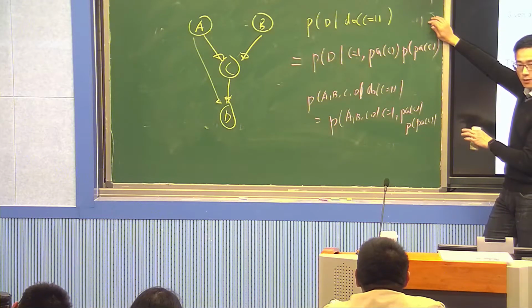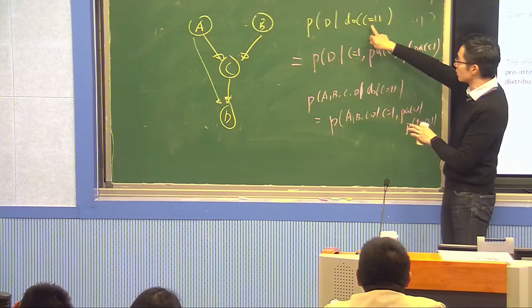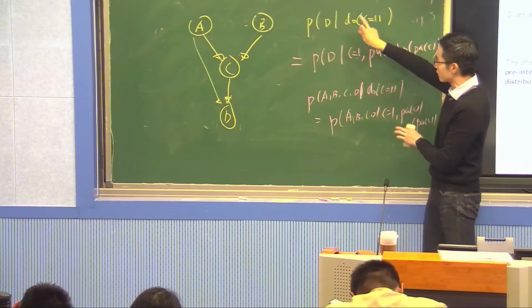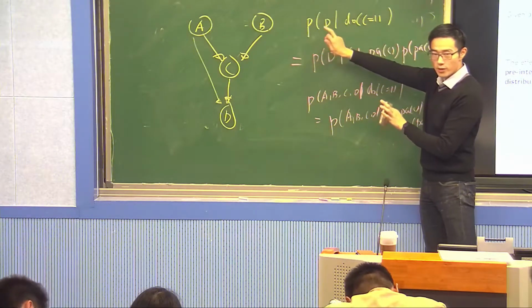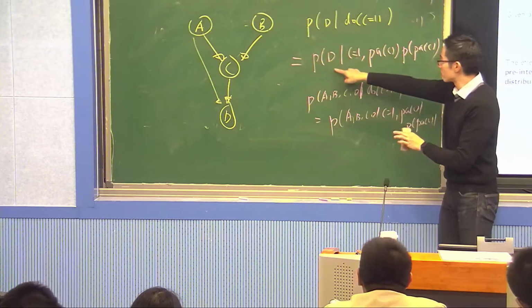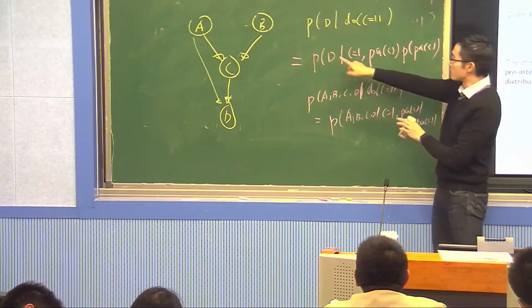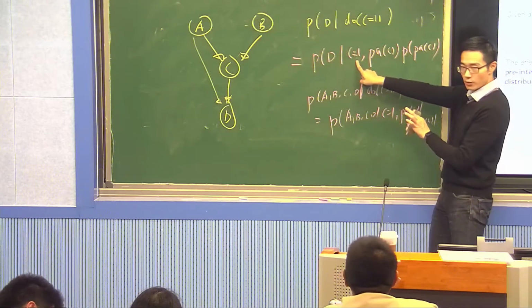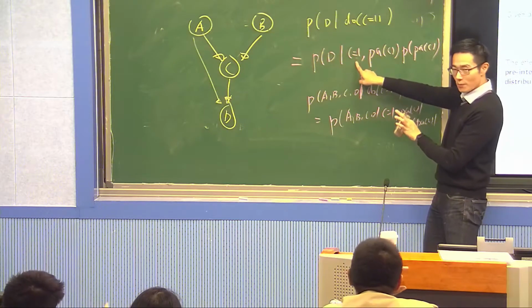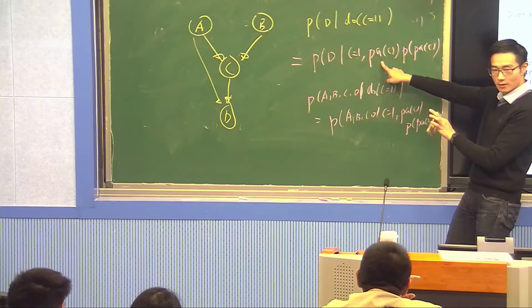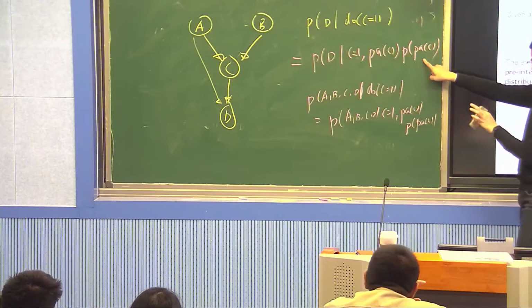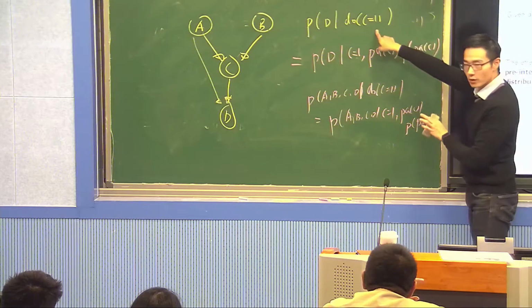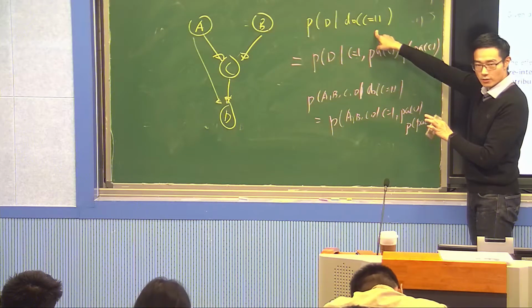Still holds. So in order to know do(C=1), in order to know the causal effect of C on D, all we need to do is change it into this formula, where it's the conditional distribution of D, conditional on C equal to 1, but not only conditional on C equal to 1, but also conditional on the parents of C, and then times the joint distribution of the parents. And that will give you the causal effect. Okay?